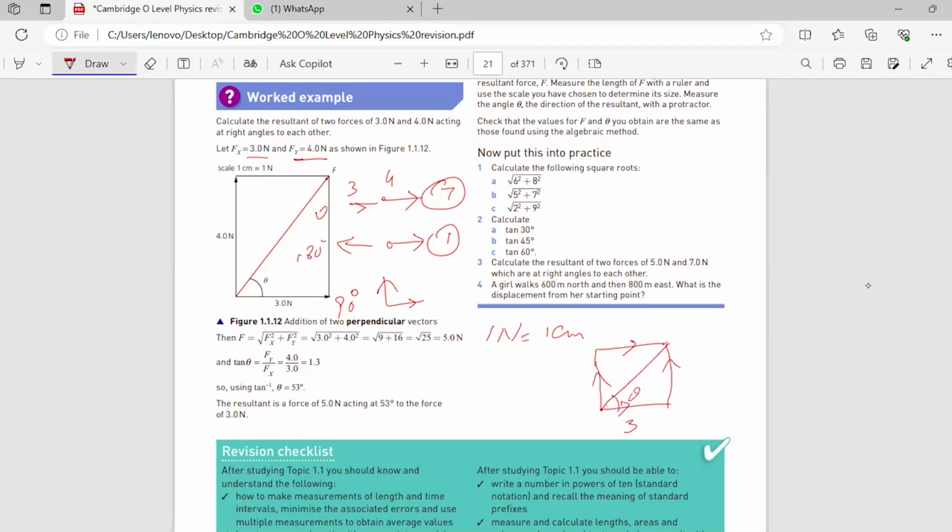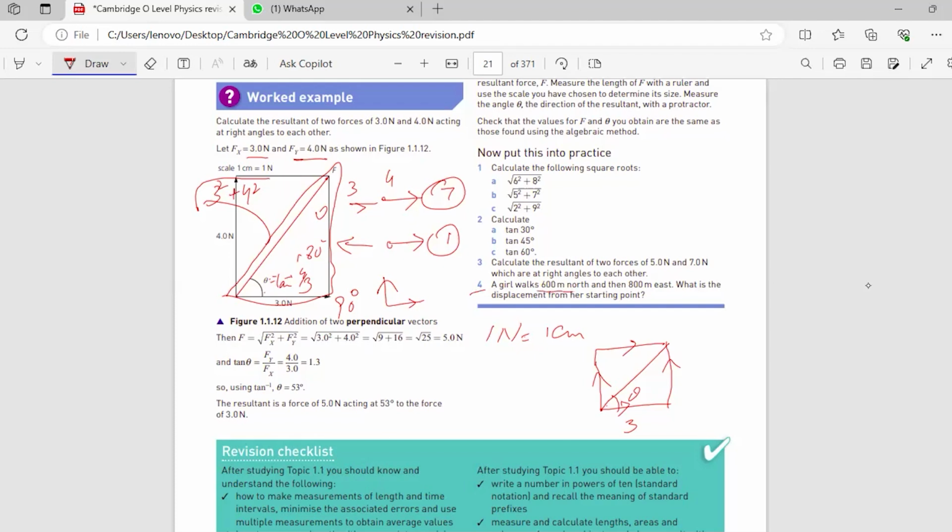If we want to do that in mathematical form, this forms a right angle triangle. Hence, this resultant force is equal to the square root of 3 square plus 4 square, by Pythagoras theorem. And this angle is equal to tan inverse 4 by 3. Now, by using a calculator, you solve these values and you will get the answers.